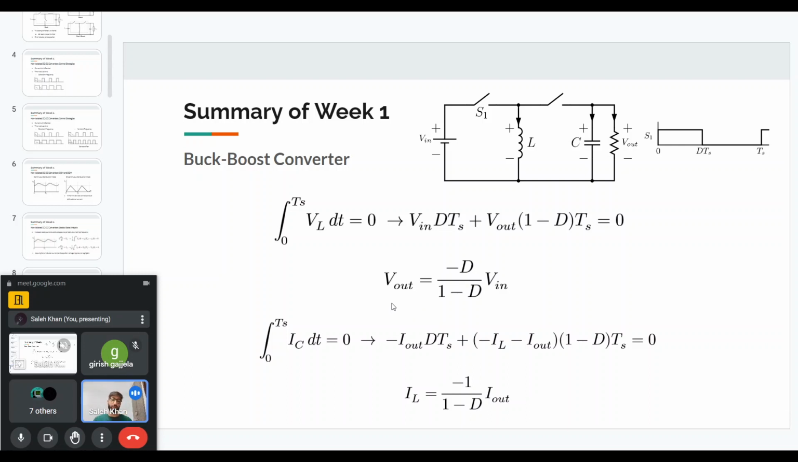So this is an example of how you analyze these converters and how you use the basic concepts of the inductor equations, the capacitor equations, and the periodicity of these waveforms to arrive at the different voltages and currents. So this was just a brief introduction.